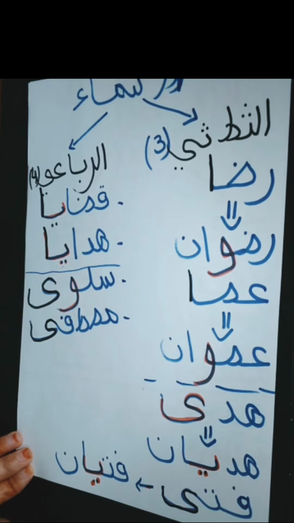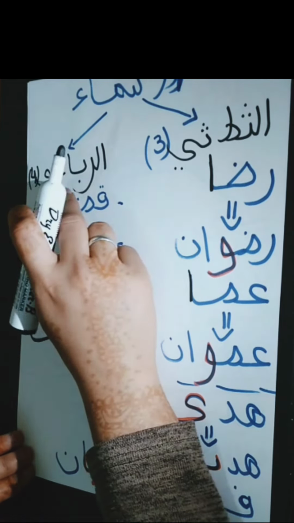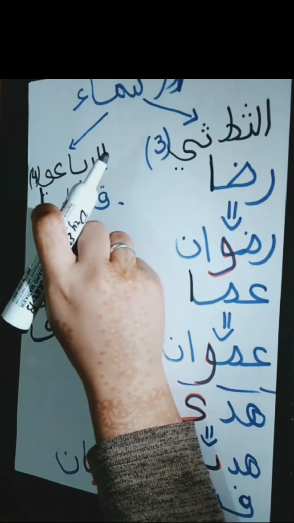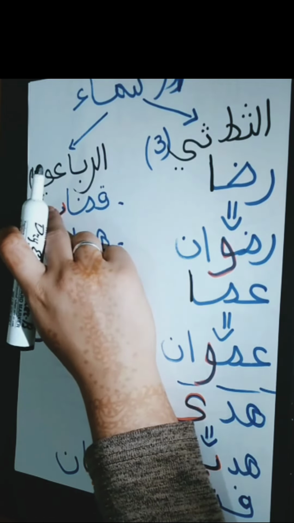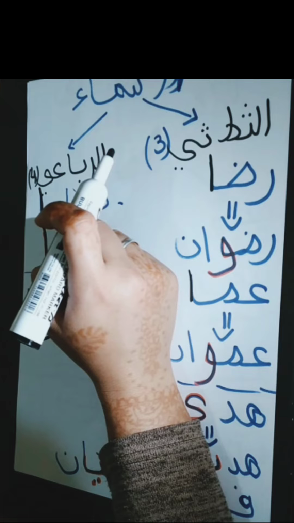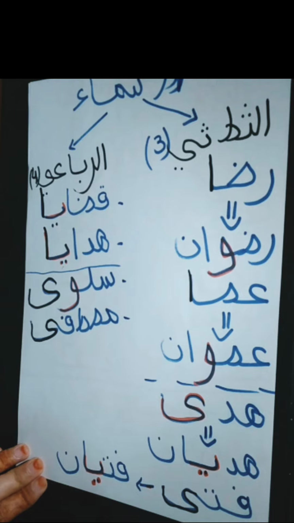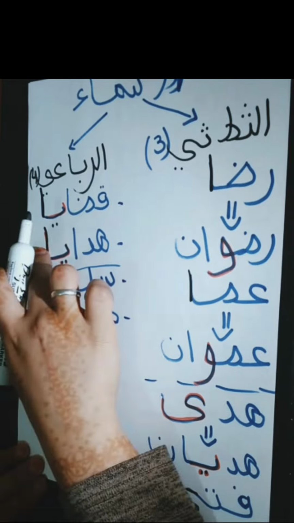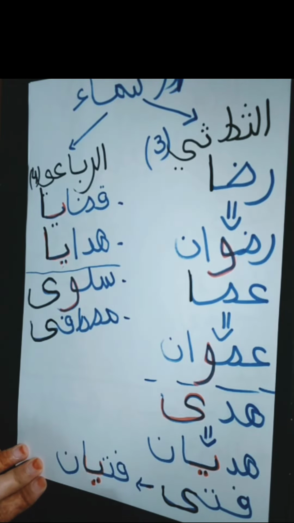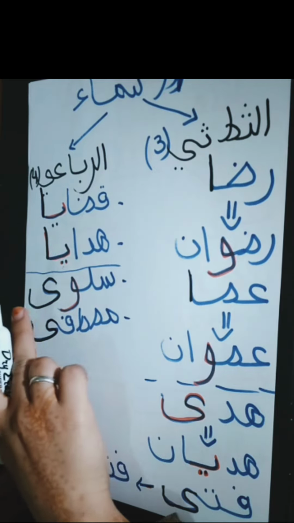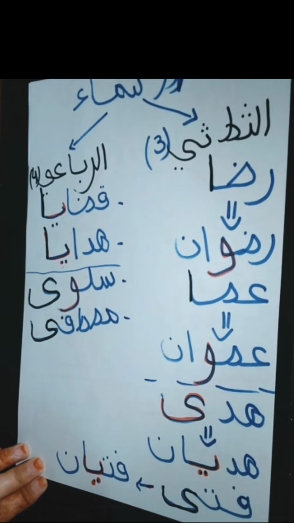Okay, now we will go to another kind of nouns, is noun رباعي. Okay, noun رباعي, that this noun have 4 letters. The first one is قضايا, and the last letter before we write الألف الممدودة or الألف المقصورة. If we have ليا, we write الألف الممدودة. If we have الواو or any letter, we write الألف المقصورة. Okay, this is our lesson, guys.